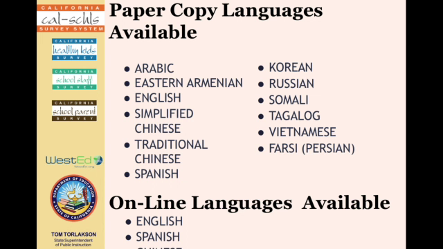If you do want a paper copy, we have many languages available. As you can see here on the list: Arabic, Eastern Armenian, English, Chinese simplified and traditional, Spanish, Korean, Russian, Somali, Tagalog, Vietnamese, and Farsi. And then online, we have English, Spanish, and Chinese.